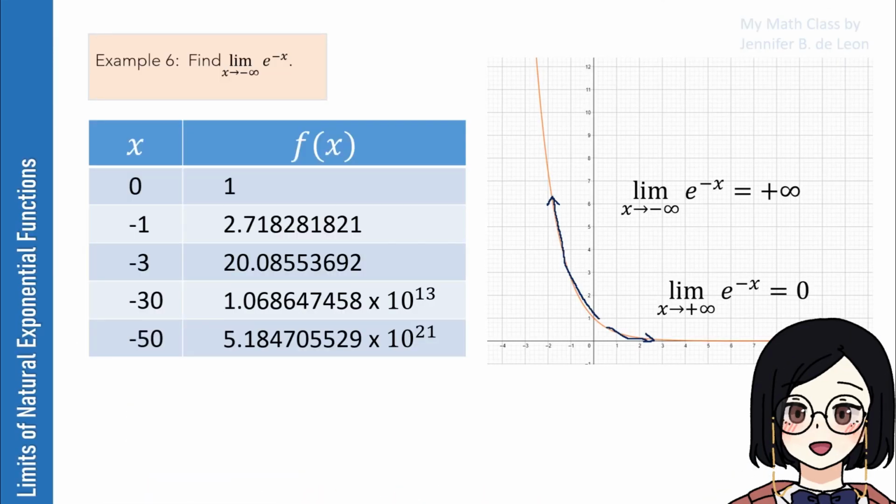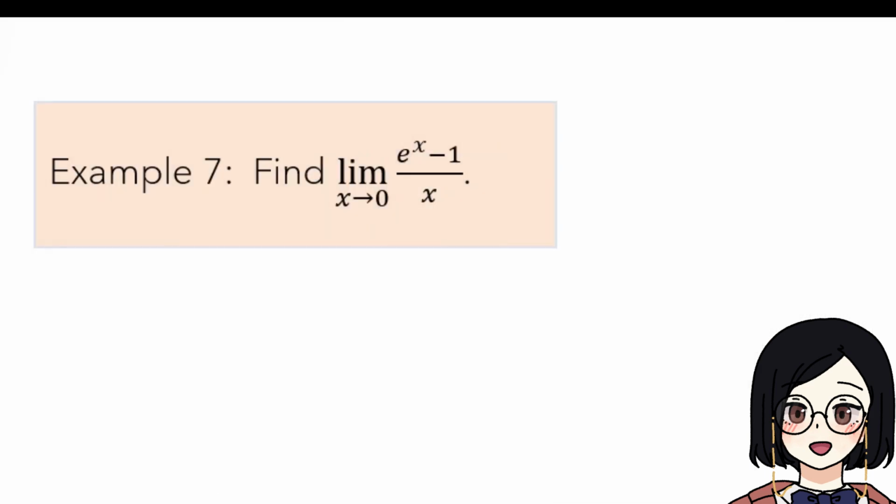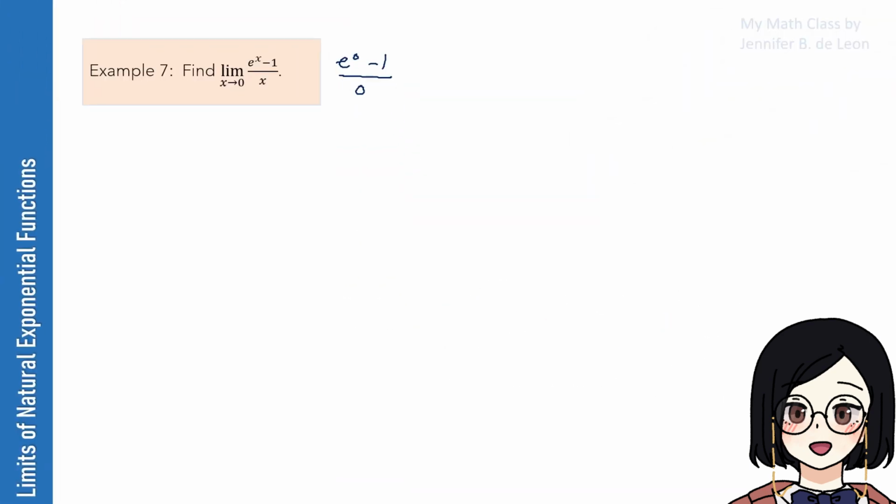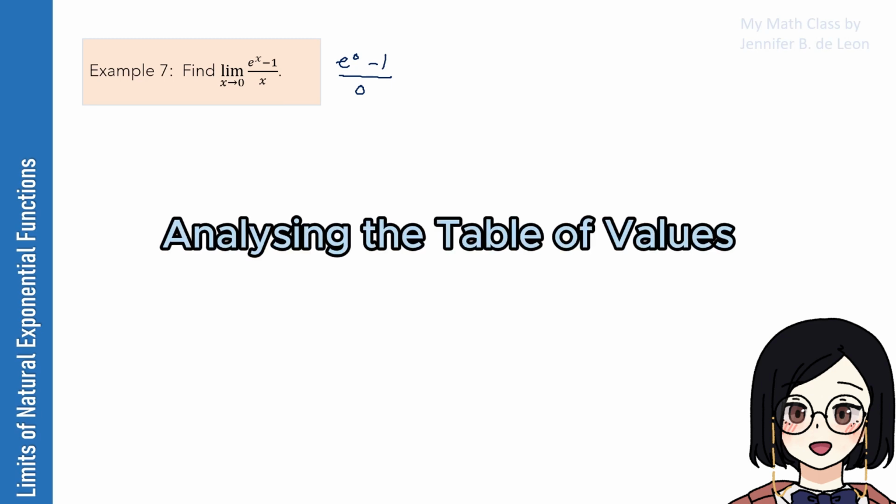Using a table of values, we can see that our first assumption, that the limit of e raised to negative x as x approaches negative infinity, is really equal to positive infinity. Let's have more examples of finding the limit of natural exponents. Find the limit of e raised to x minus 1, all over x, as x approaches 0. Substituting 0 to x, we will have a denominator of 0. Recall that the function does not exist when the denominator is 0. To find the value at which the function approaches, we can use either a table of values or the graph of the function.